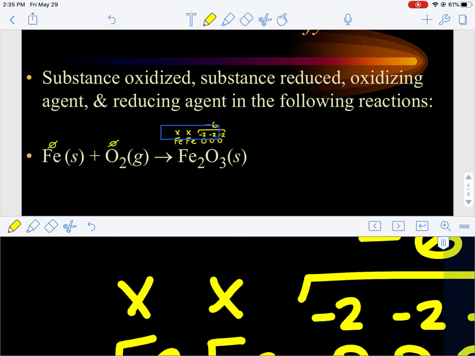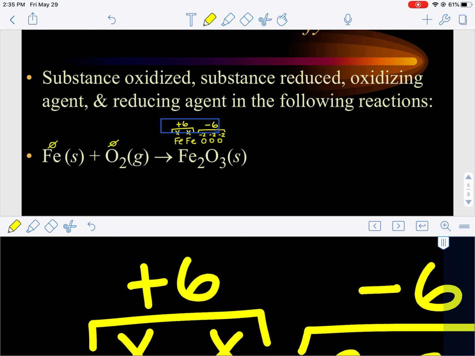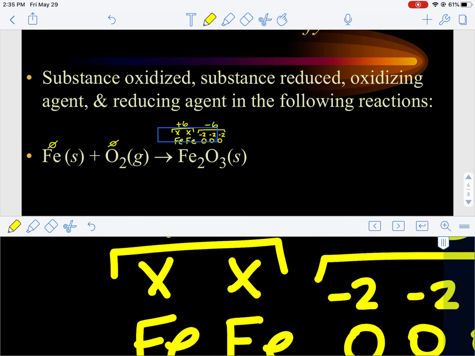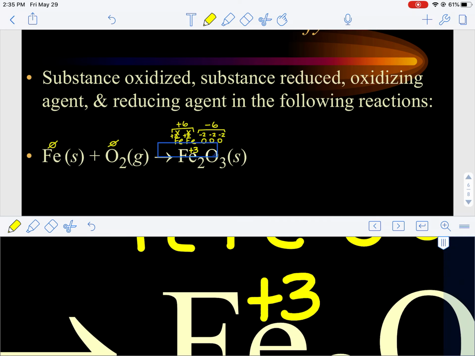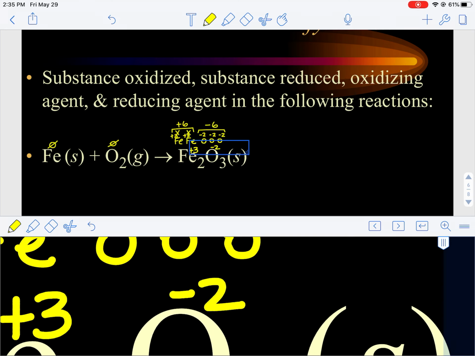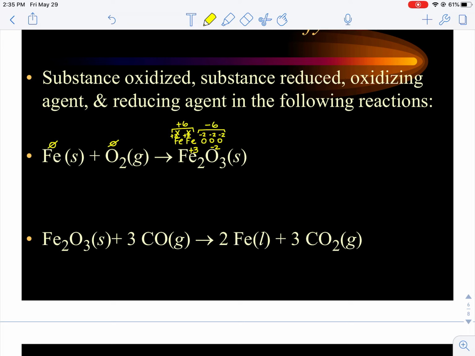There's no rule for the irons, so I don't know what they are, but I know that together they're going to have to give us a positive 6. So what number must go above each of the iron atoms? You got it, positive 3. So cleaning this up a little, iron's oxidation number is positive 3, oxygen's is negative 2. I'm now going to look to see whose oxidation numbers have changed. Iron started out 0, ended up positive 3, I'm going to link it up. Oxygen's number started out as 0, ended up negative 2, I'm going to link it up.